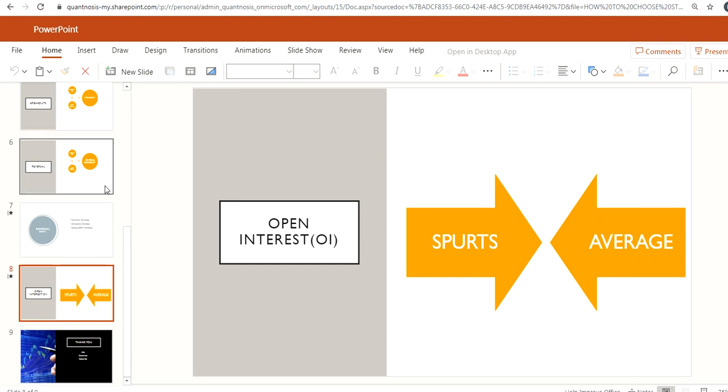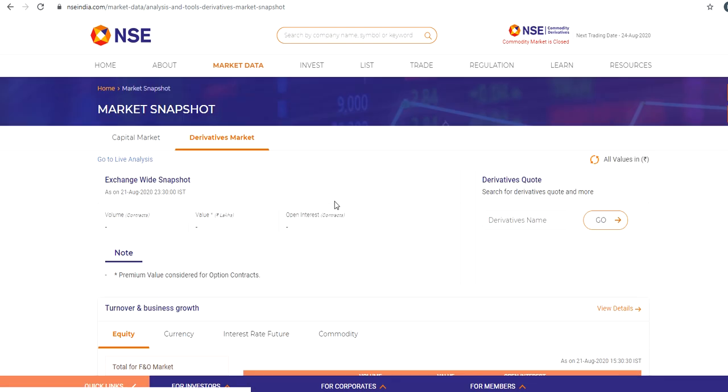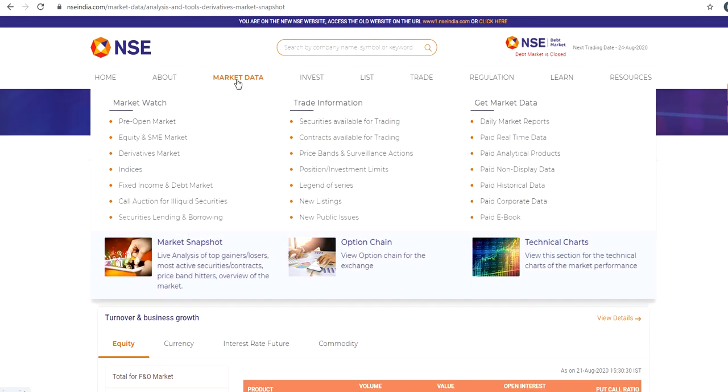Okay, but why have I kept volume as simple and open interest as advanced? Mainly because there is no ready-made indicator for open interest. Some brokers may provide a simple line chart for open interest, but you cannot really do a thorough analysis based on that. So you may need to go to the NSE website if you're looking for free data, and then check the market data segment, and you can get the daily market report.